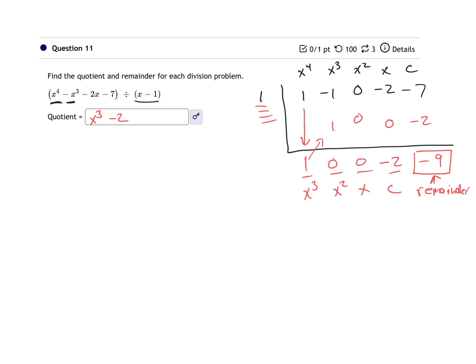Now, in order to write the remainder, all I'm going to do is just add whatever the remainder is, in this case -9, over whatever you're dividing by, and I'm dividing by x minus 1. So your remainder is just whatever this number is here over whatever you're dividing by, x minus 1. And that's how you enter that in.